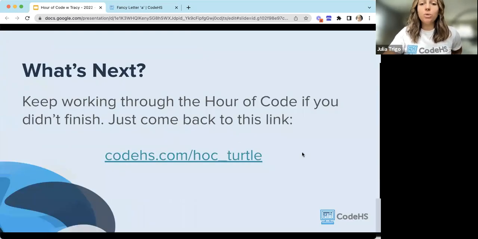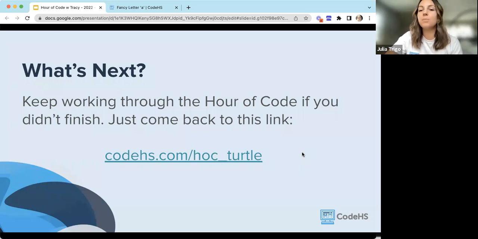With this link, if you logged in, you can always come back and you'll be able to start from where you left off. If you didn't log in, that's okay. You'll just have to start your exercise from scratch, because it won't save your work if you leave the exercise and come back to it if you don't have a login linked. But this is definitely something that you can keep working through.